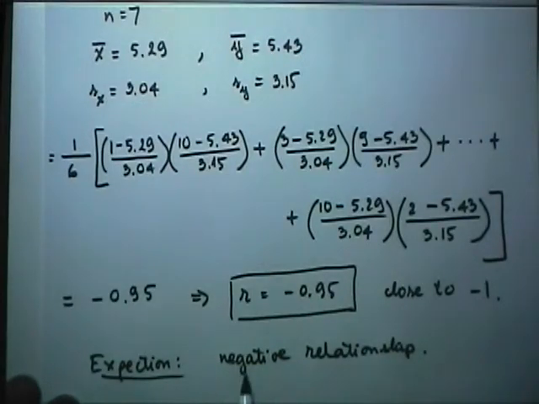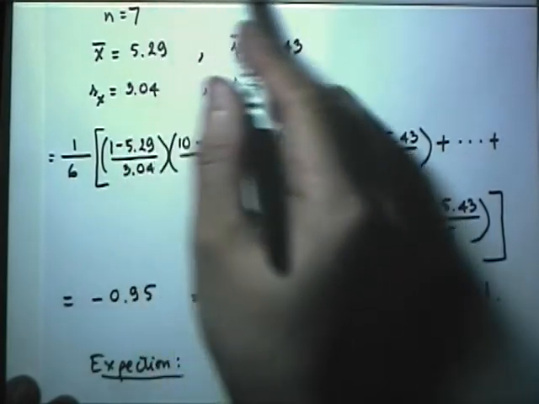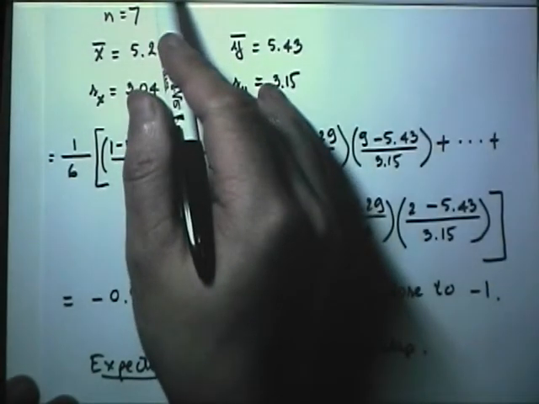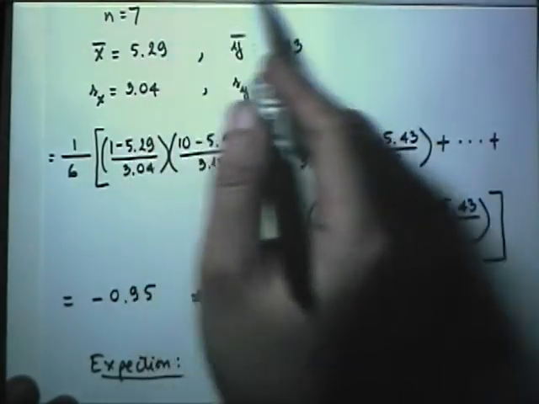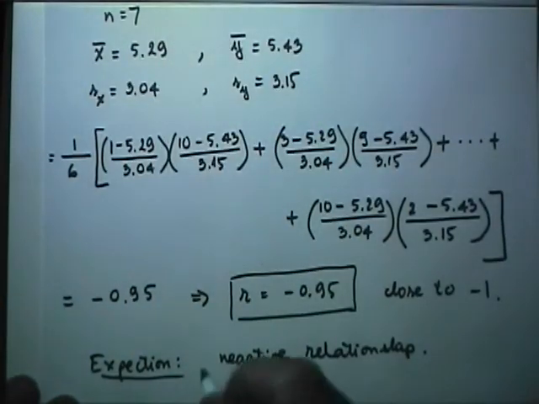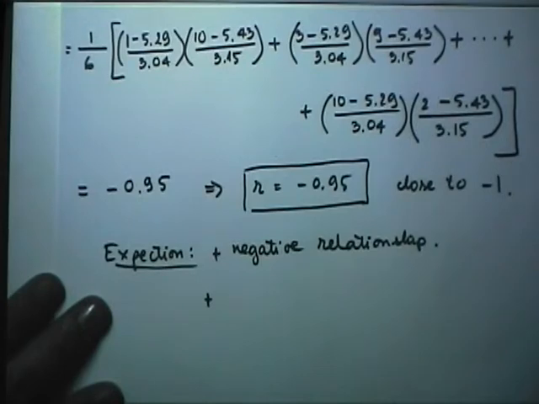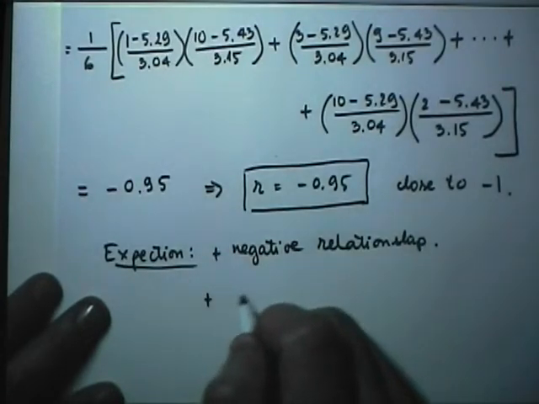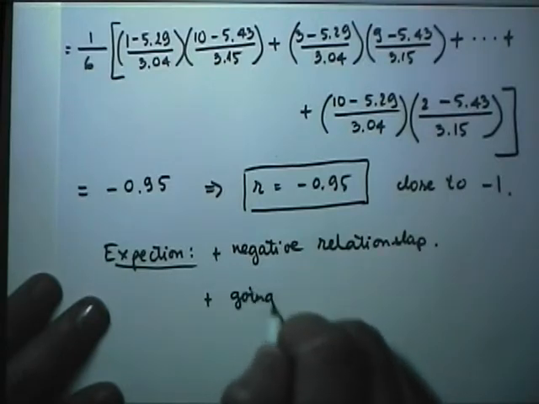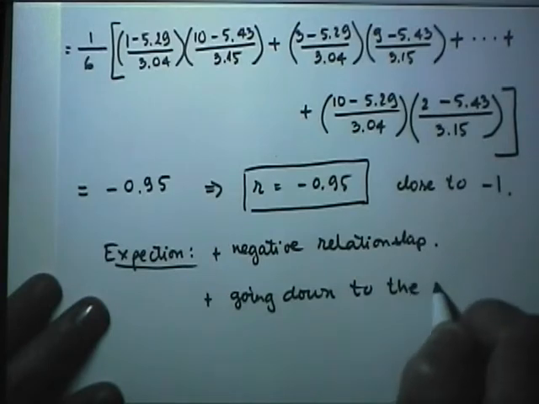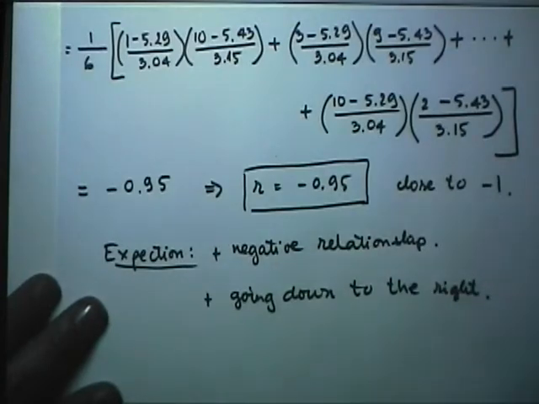That means if you keep increasing your x value, then your y values will go decreasing. That's one expectation. Or you can expect that, besides being a negative relationship, the data points are going down to the right. That's how you can expect it.